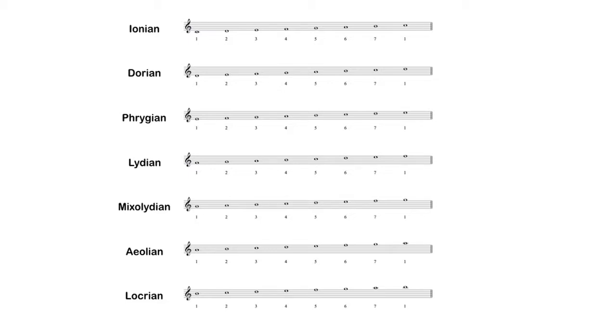So our entire modal system consists of now C to C, the Ionian mode, D to D, the Dorian mode, E to E, the Phrygian mode, F to F, the Lydian mode, G to G, the Mixolydian mode, A to A, the Aeolian mode, and B to B, the Locrian mode.